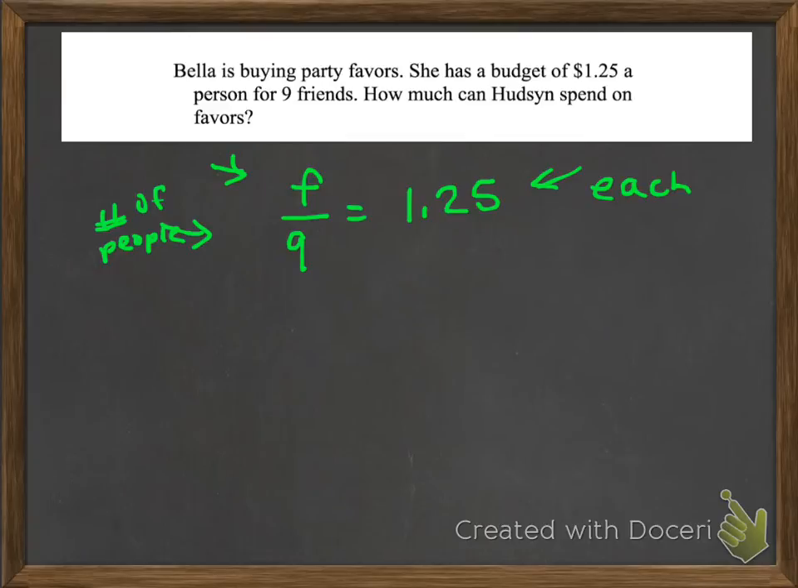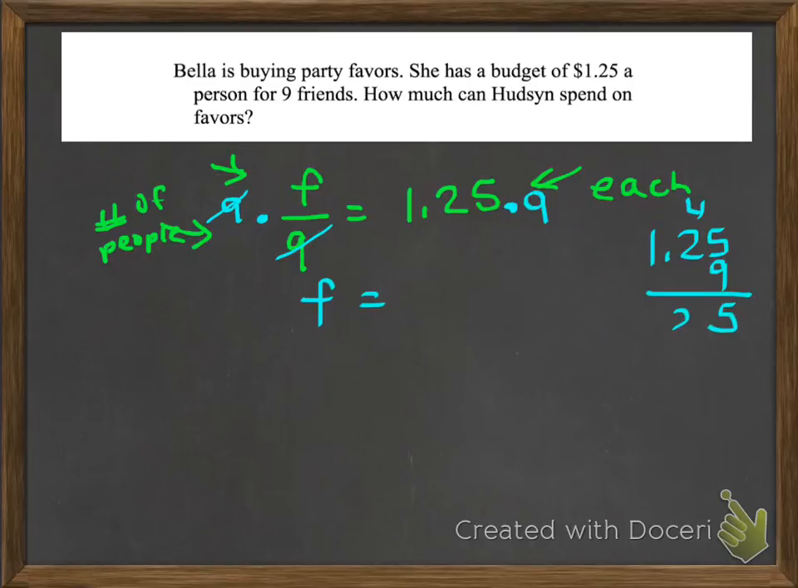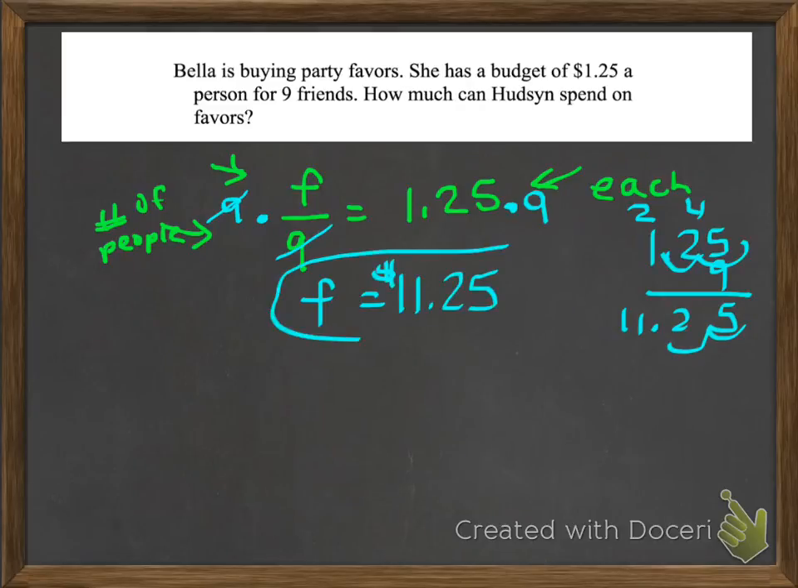So now what we would do to solve this problem is we would just multiply each side by the 9. So now we would get F equals whatever $1.25 times 9 is. So 9 times 5 is 45, 18, 19, 20, 22, 9, 10, 11. And I believe we get $11.25. So we have a total budget of $11.25 for all of the people.